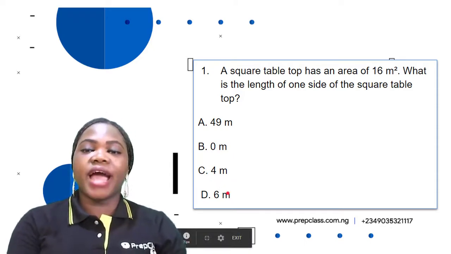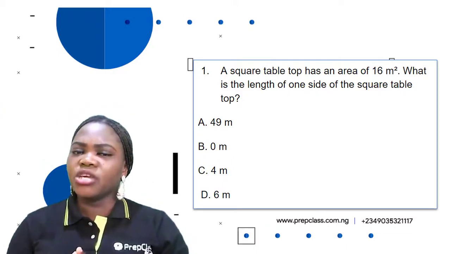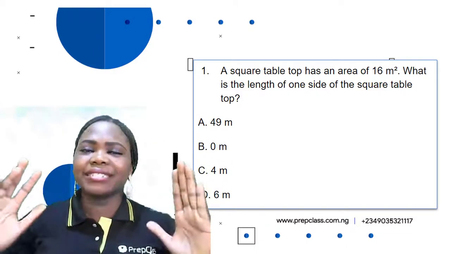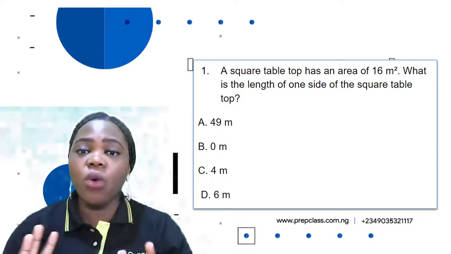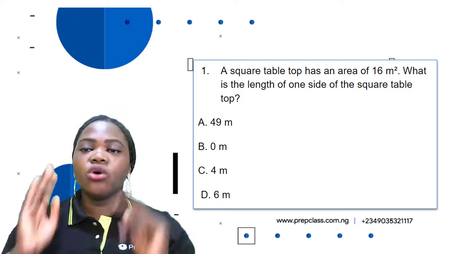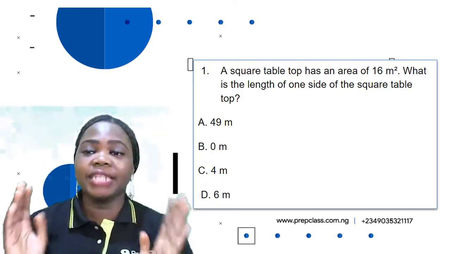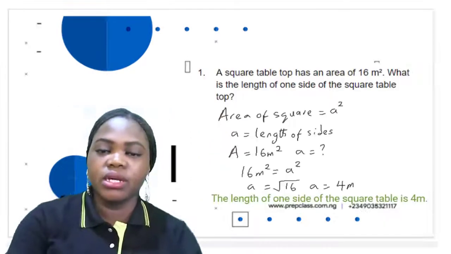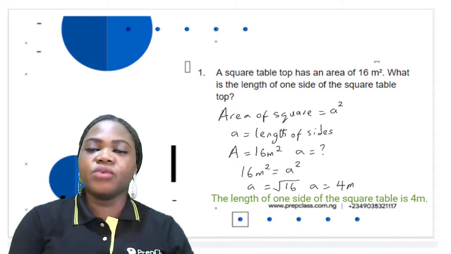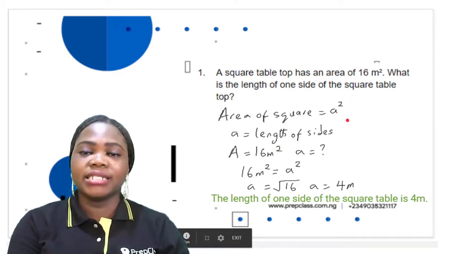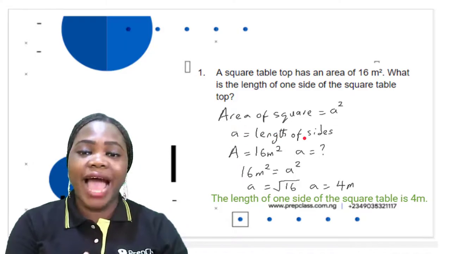Alright, so we have to find the length of one side. First of all, do you know what a square is? A square has 4 sides and the 4 sides are equal. We've been given the area and now we are asked to find the length of one side of the square tabletop. Now, what is the area of a square? The area of a square is given with the formula a square, where a is the length of a side.